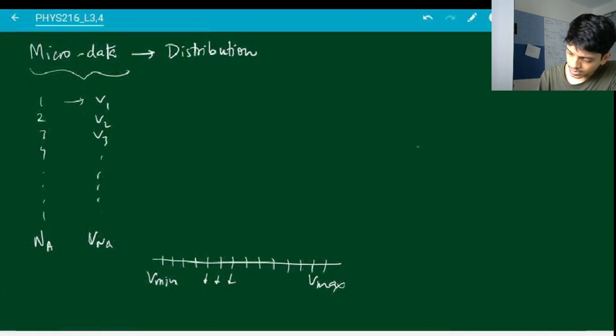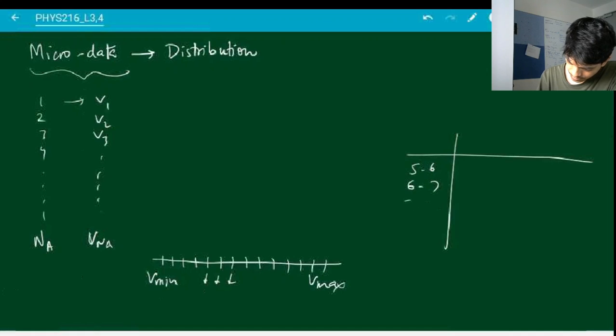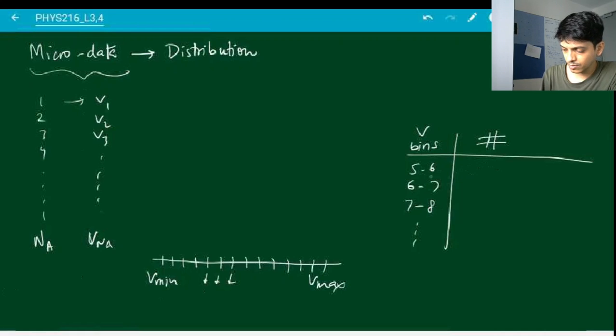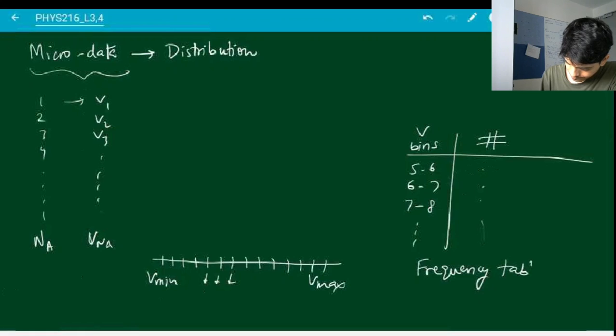So when you do that, you are creating a table. 5 to 6, 6 to 7, 7 to 8, and so on. These are the velocity bins, and over here you put down the frequency. You count in your entire data set how many times you get between 5 and 6, how many times between 6 and 7, and so on. So you make this kind of table. This is called a frequency table. And when you plot the histogram, what you're actually plotting is the output of this frequency table.